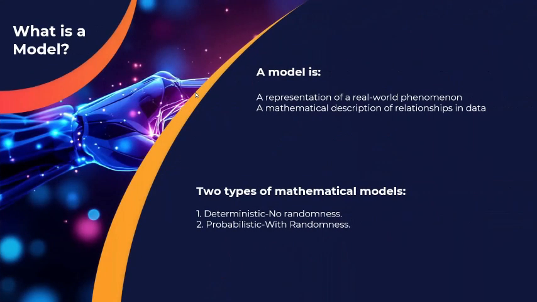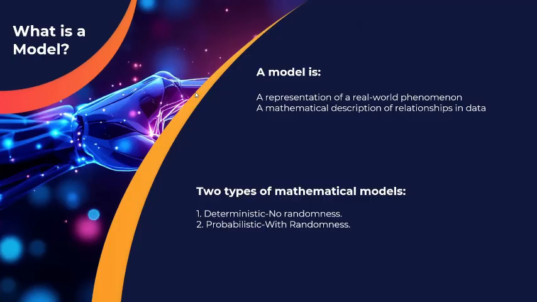Now let's look at what a model is. Once we get a better understanding of what a model is, then that will make everything flow smoothly. So a model is simply a representation of a real world phenomenon. In this case, we can equally say it is a mathematical description of relationships in data. Now we also see that we have basically two types of models. We have what we call the deterministic model, and then we have the probabilistic model.